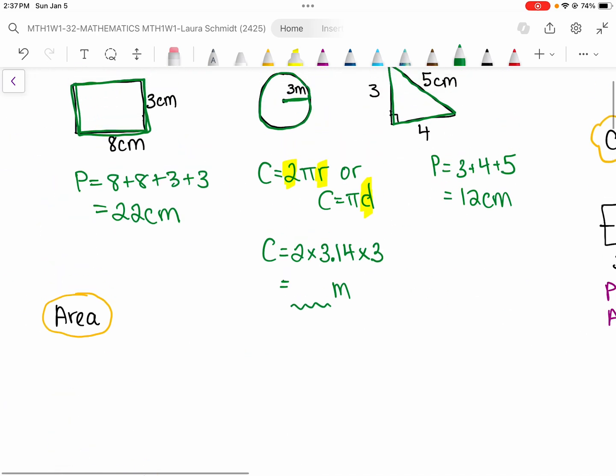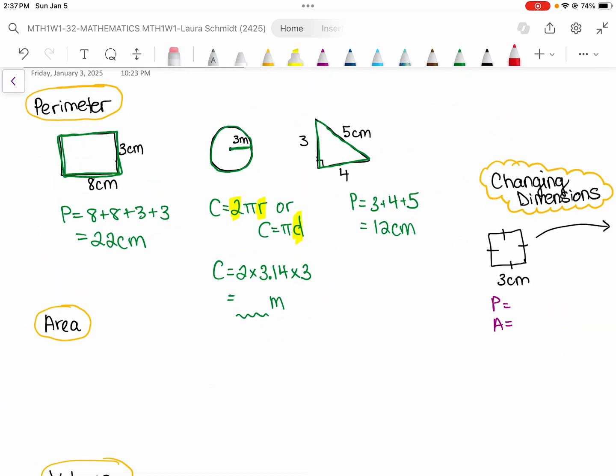Area: we can find the areas of these 3 shapes above. If you want to find the area of that rectangle, area of a rectangle is just length times width. So we would just do 8 times 3, which would be 24 centimeters squared, we would call it. Area is like if you split this into 1 centimeter sections, all together we would have 24 square centimeters in that shape.